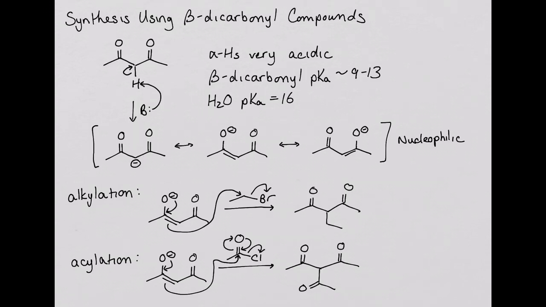In summary, beta-dicarbonyl compounds are very acidic, and the enolates formed following deprotonation can be reacted in several different ways to form alpha-substituted products.